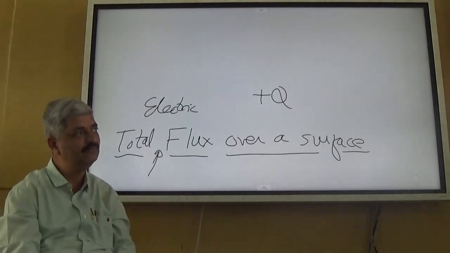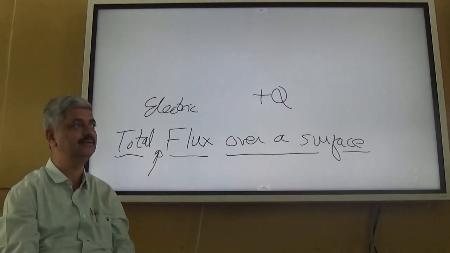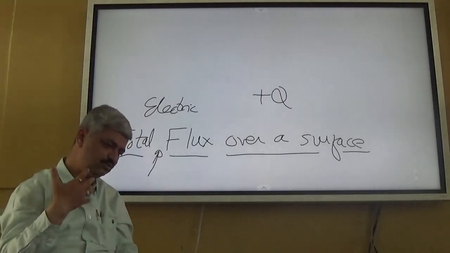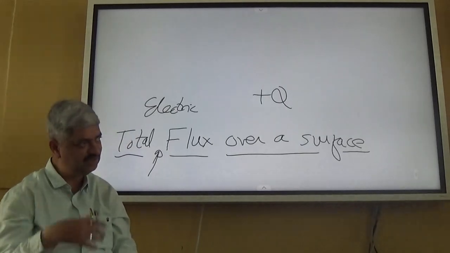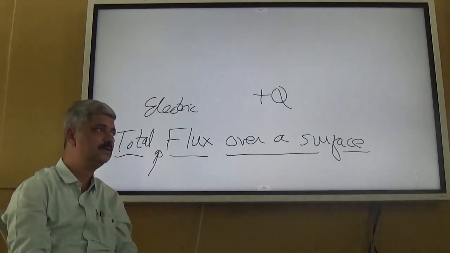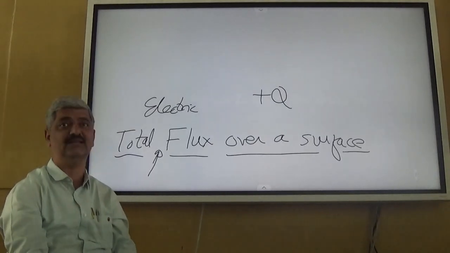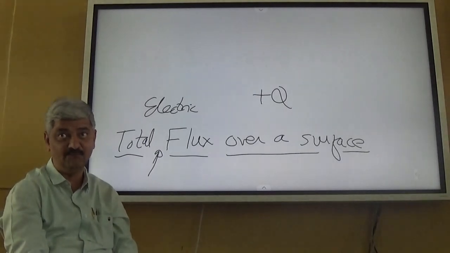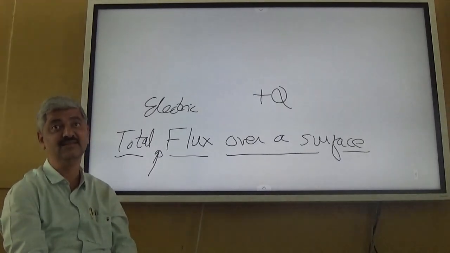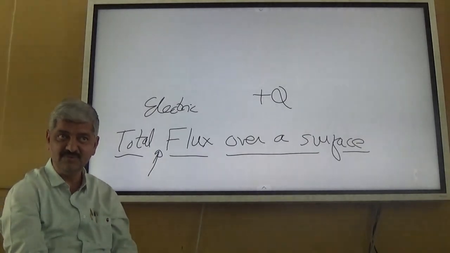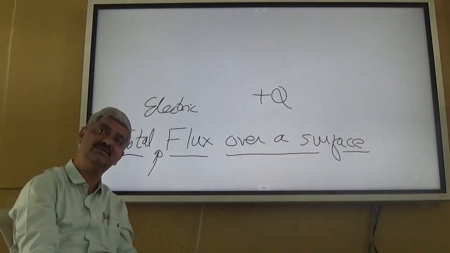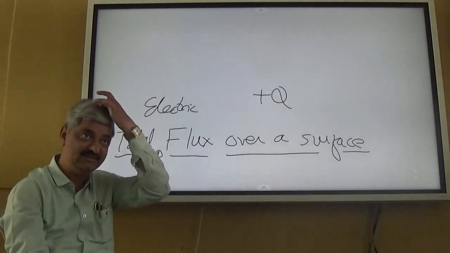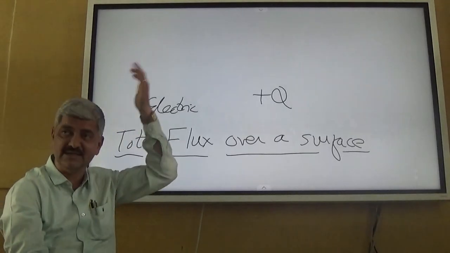So, now listen. Today's fiction may be tomorrow's reality. Is it possible to construct some medium having very less epsilon than epsilon naught or very high epsilon than epsilon naught? In that case, what will happen? This is something which is a very complex theme to even think.